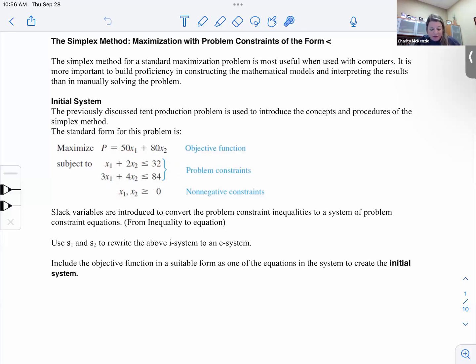So the constraints are x1 plus 2x2 has to be less than or equal to 32. And then the other one is 3x1 plus 4x2 has to be less than or equal to 84. And everything has to be positive, is kind of what this is saying.